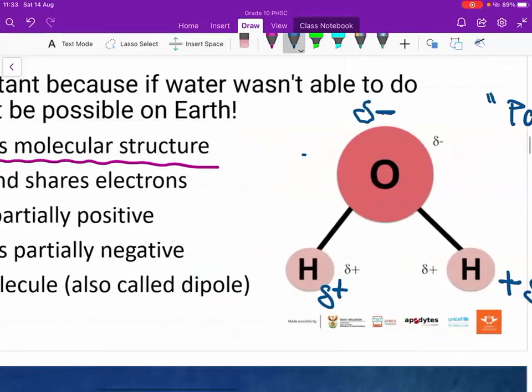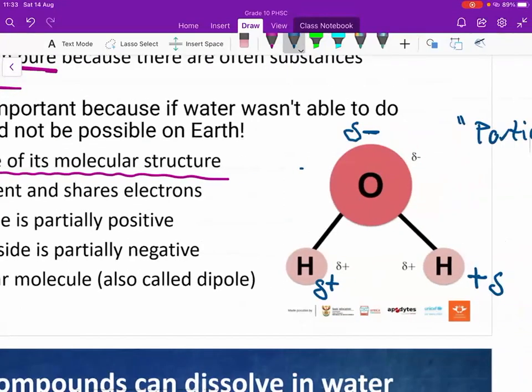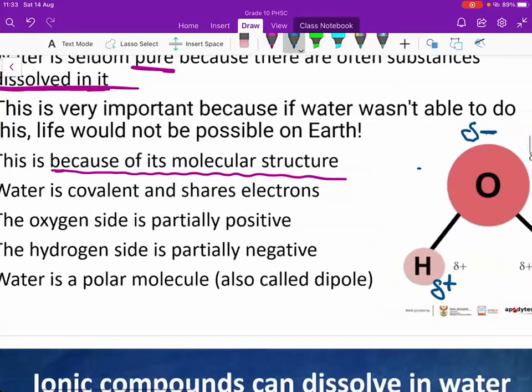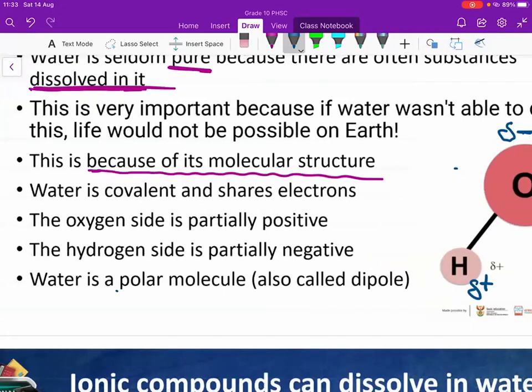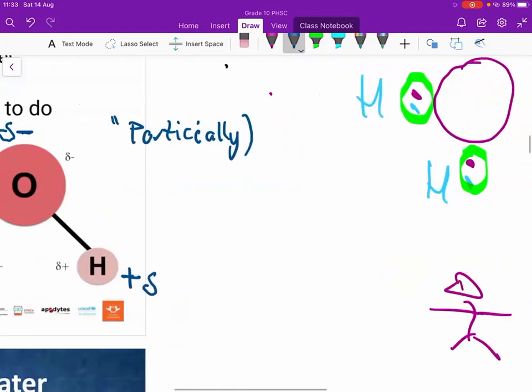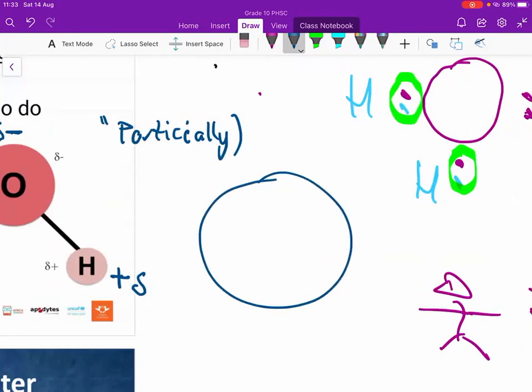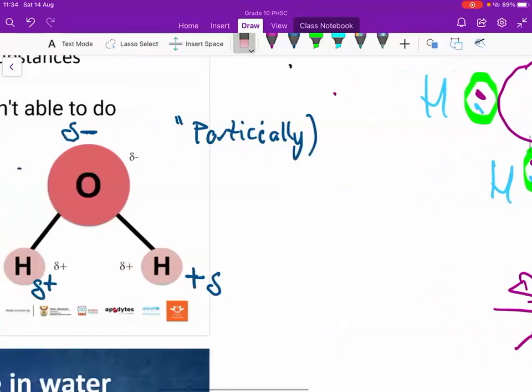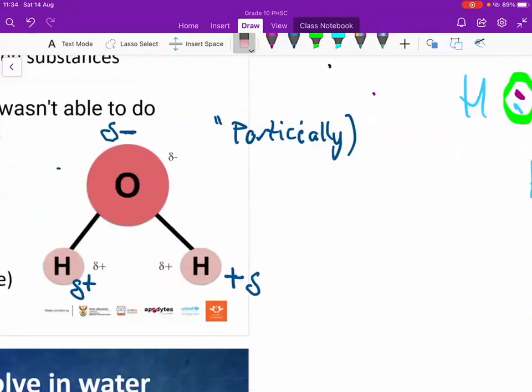So because of this positive and negative relationship, water is what we call a polar molecule. Think about the poles of the Earth. You have the North Pole, and then you've got the South Pole. It's the same concept. If a molecule is polar, it means there are poles. Except not a North Pole or a South Pole, but a positive pole and a negative pole.